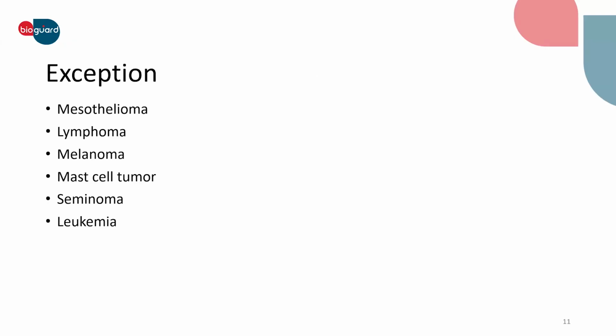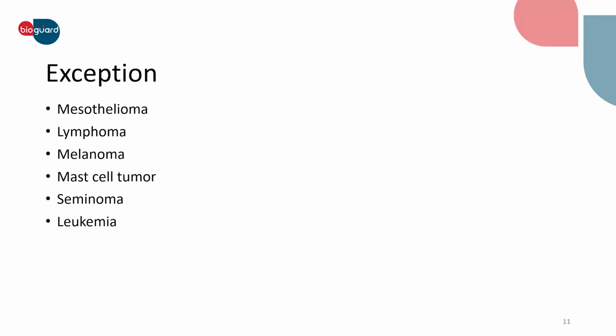So far, we've looked at the general naming rules, where -oma usually means a benign tumor and carcinoma or sarcoma indicate something malignant. But of course, there are some exceptions. Some of these exceptions are really important to know because they sound benign, but they're actually malignant. There are a few key examples you should definitely remember.